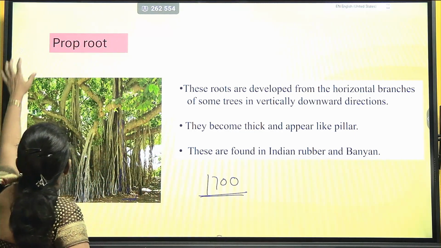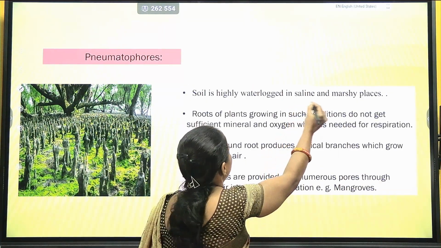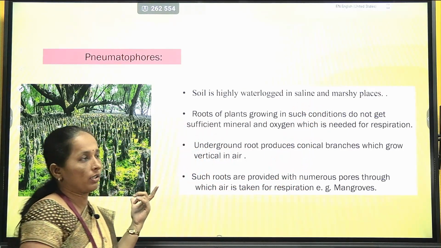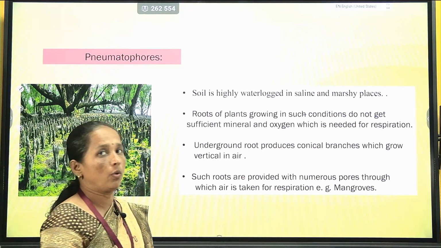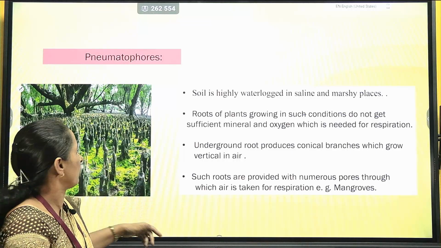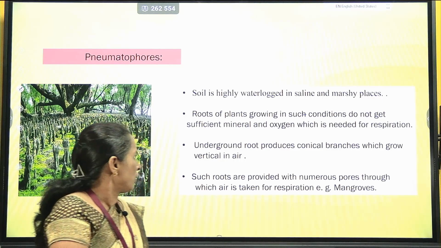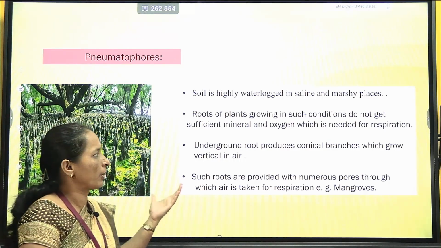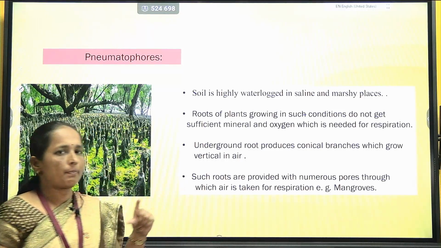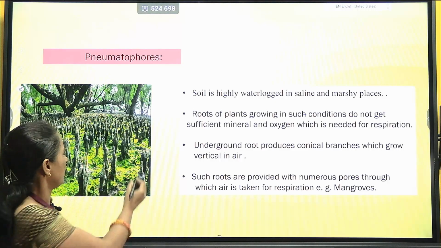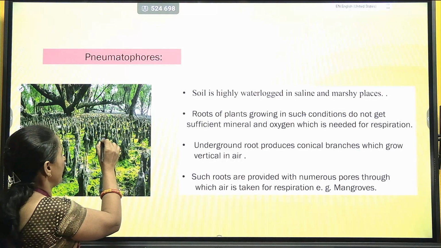Next one, that is pneumatophores. In saline and marshy places, soil is highly waterlogged. So in this soil, the level of oxygen is very low. Roots of plants growing in such a condition do not get sufficient air. So the underground root produces conical branches in the upward direction. Such roots are provided with numerous pores. These are called pneumatophores and are used for exchange of gaseous material.